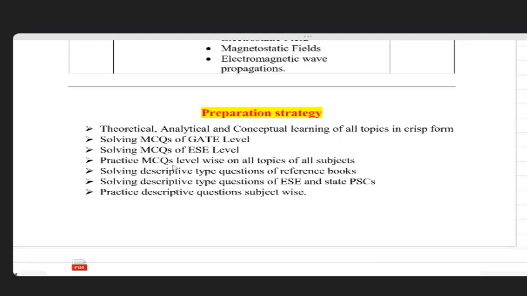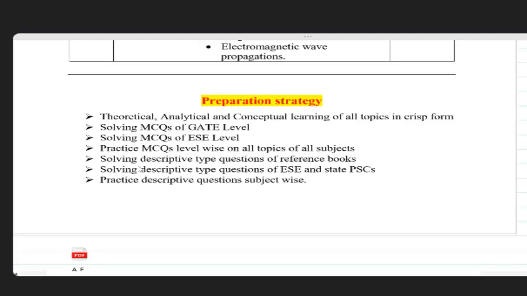Okay, and the next step is practicing MCQs level-wise on all topics of all subjects, then solving descriptive type questions from reference books. This is my personal opinion, because I have gone through last year's paper. What I have seen is that either the questions are as they are from reference books. Let's say for power system, and why I am talking about power system, because its total weightage was nearly 65.